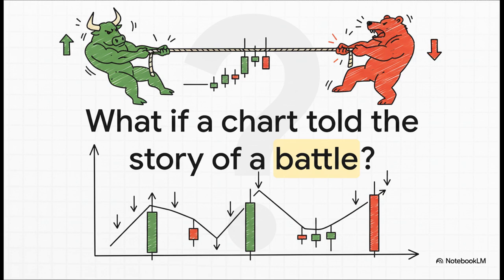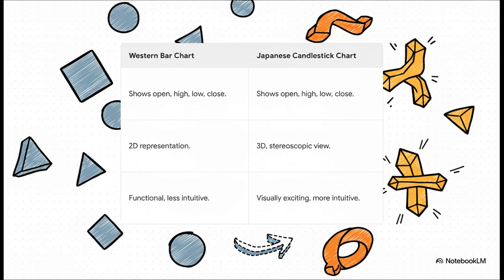See, they don't just spit out prices at you, they actually reveal the story of who's winning that constant daily tug of war between the bulls and the bears. Now, check this out. Both of these charts use the exact same data, the open, high, low, and close for a period. But just look at the difference. The standard bar chart on the left, I mean, it's functional, sure. But the candlestick chart on the right, wow.